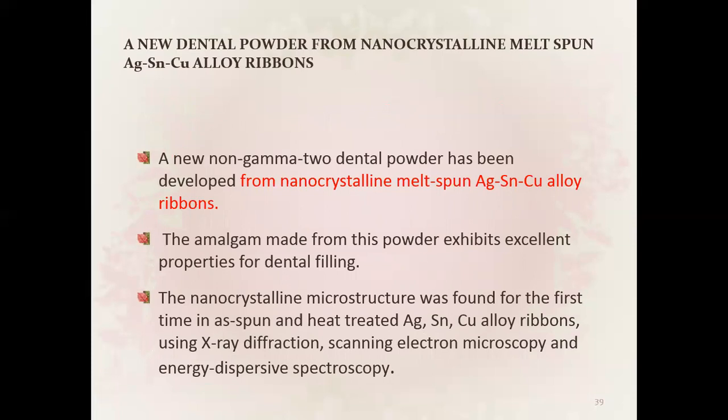Then, a new dental powder from nanocrystalline melt spun AgSnCu alloy ribbons. A new non-gamma 2 dental powder has been developed from nanocrystalline melt spun silver tin copper alloy ribbons. The amalgam made from this powder exhibits excellent properties for dental filling. The nanocrystalline microstructure was found for the first time in melt spun and heat-treated AgSnCu alloy ribbons using X-ray diffraction, scanning electron microscope, and energy dispersive spectroscopy.